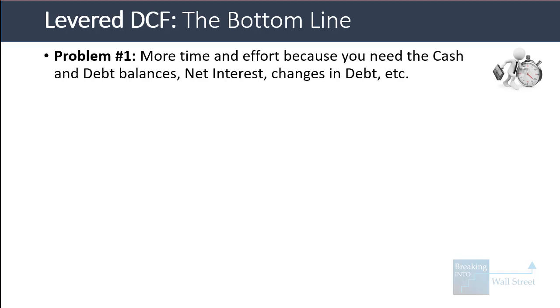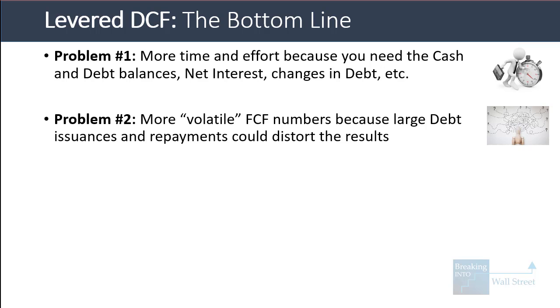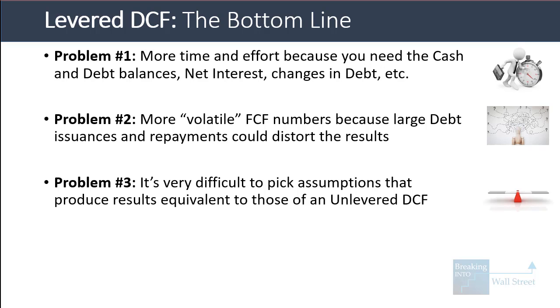The bottom line about the levered DCF is as follows. It takes more time and effort because you need the cash and debt balances, you need the net interest, you'd have to calculate changes in debt. The second problem is that you get more volatile free cash flow numbers because of large debt issuances and repayments that distort the results. The third problem is that it's very difficult to pick assumptions that actually produce equivalent results to those of an unlevered DCF.